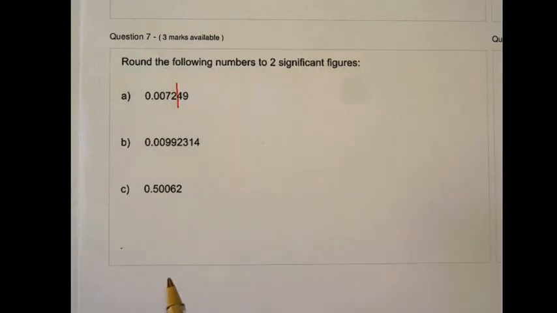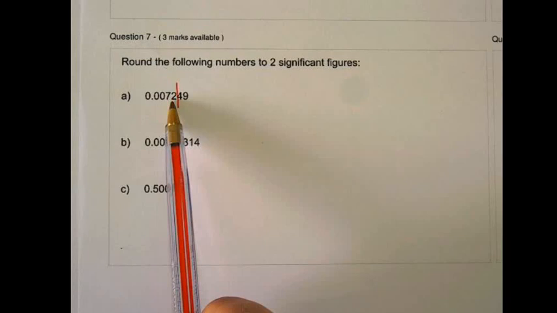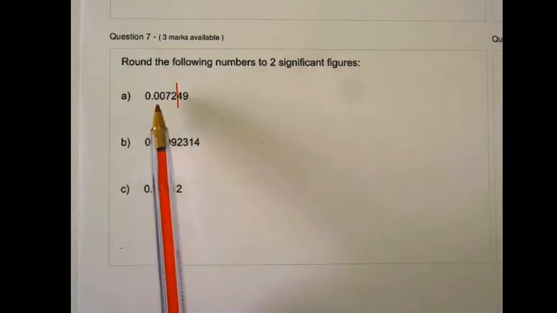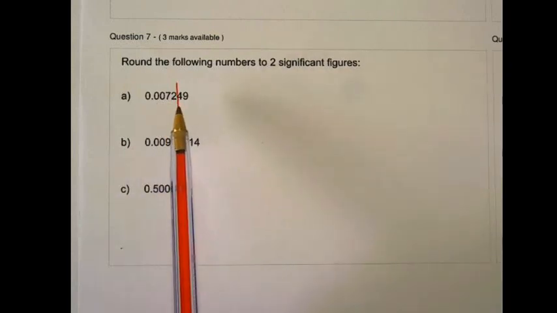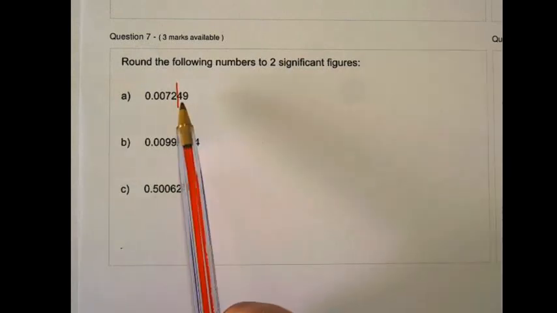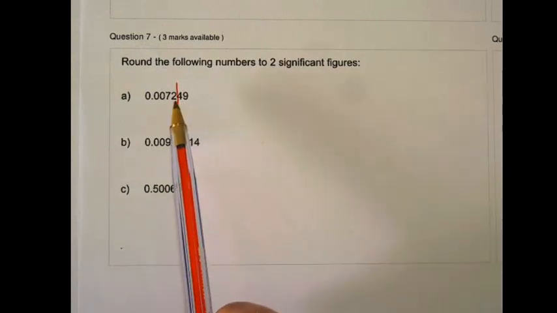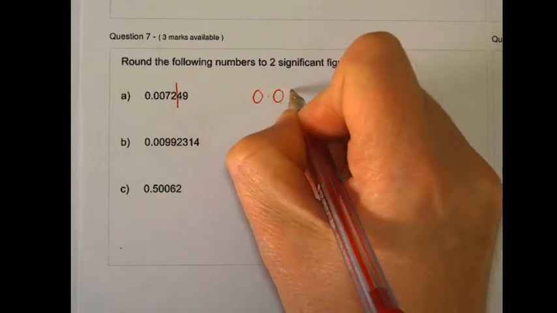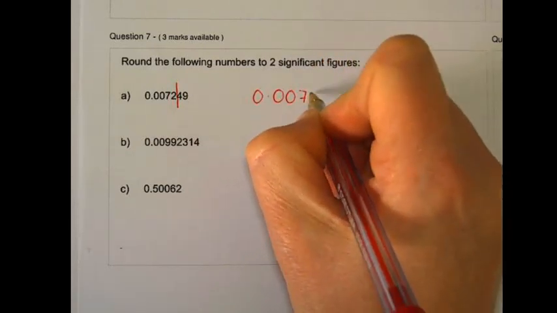I need to decide if that 2 is going to stay as a 2 or whether that's going to round up to a 3. So I've got 0.0072, or is it going to be 0.0073? As I've got a 4 on the right hand side of the line, the 2 is going to stay as it is, so our answer will be 0.0072.